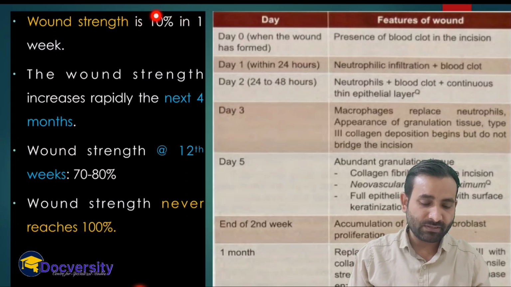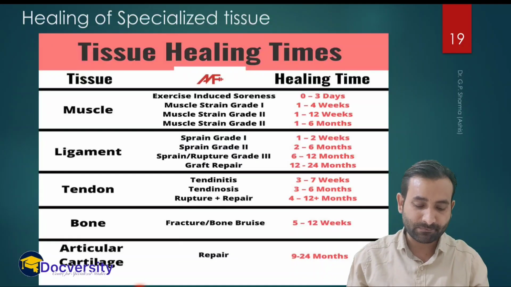10% of the wound strength will be in 1 week, and then the strength keeps increasing gradually. By the 12th week, it becomes 70 to 80%, and the wound strength never reaches 100%. Remember, this is a question in the exam. And here is the healing time they have mentioned in the chart. So look at over here, the healing time.